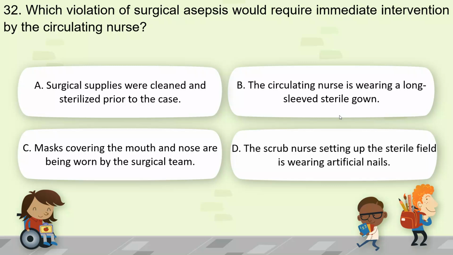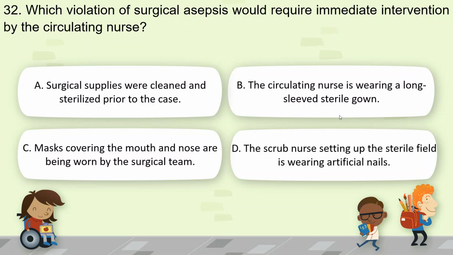Which violation of surgical asepsis would require immediate intervention by the circulating nurse? A. Surgical supplies were cleaned and sterilized prior to the case. B. The circulating nurse is wearing a long sleeved sterile gown. Letter C, masks covering the mouth and nose are being worn by the surgical team. Letter D, the scrub nurse who is setting up the sterile field is wearing artificial nails.